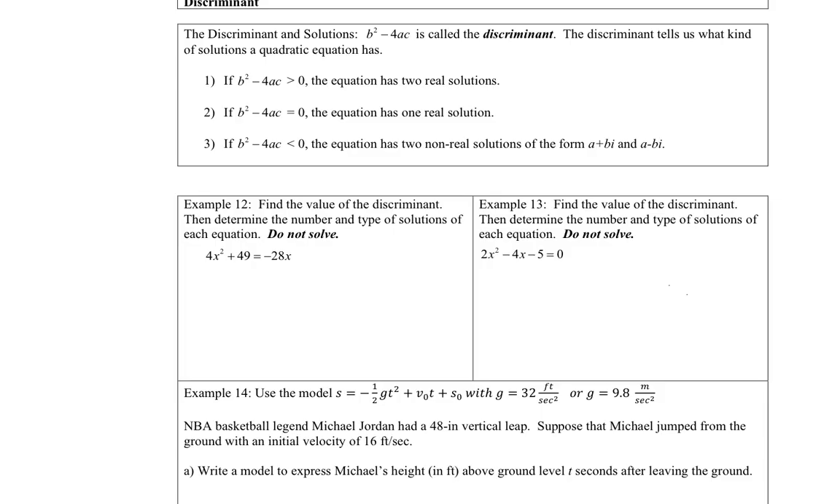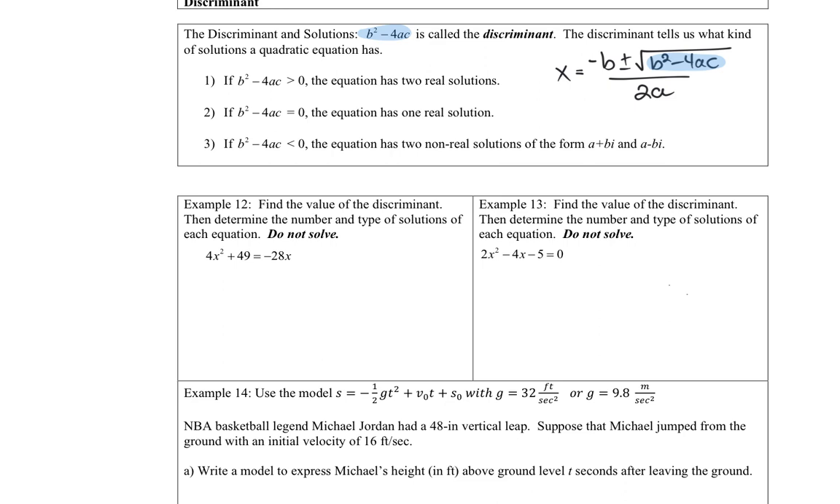And then something that is an interesting fact to keep in your back pocket is something called the discriminant. So if I look at my quadratic formula, negative b plus or minus the square root of b squared minus 4ac all over 2a. Notice that what's under the radical right here, b squared minus 4ac, that's called the discriminant because it allows us to discriminate what kind of solutions we have.